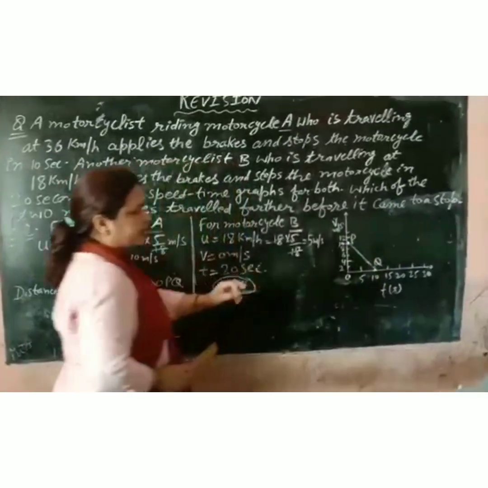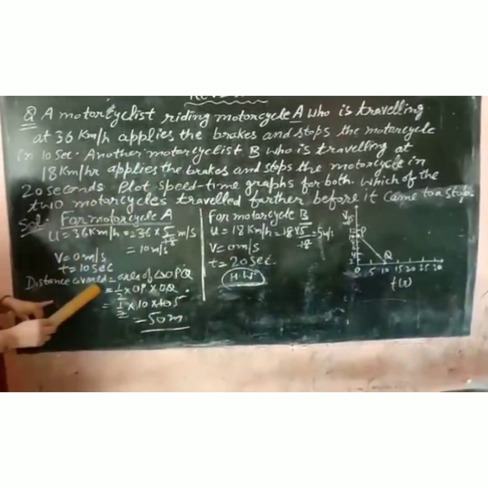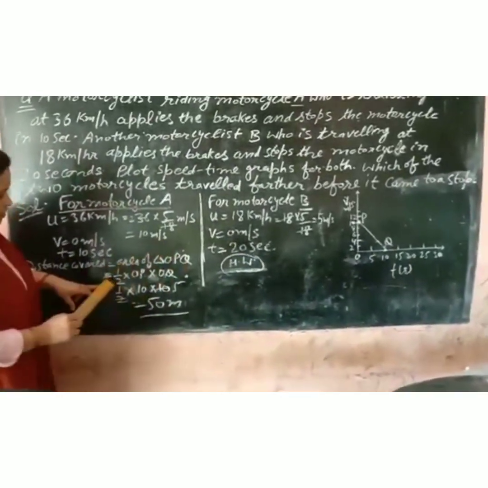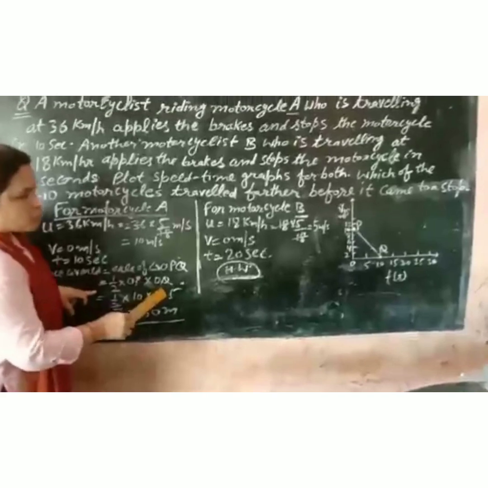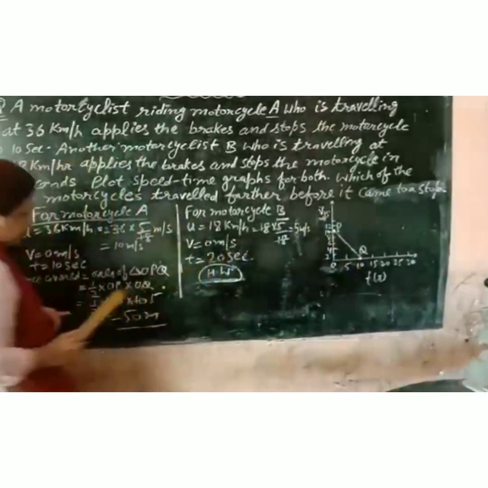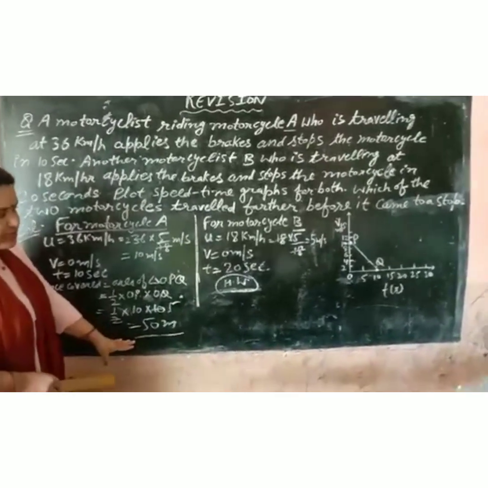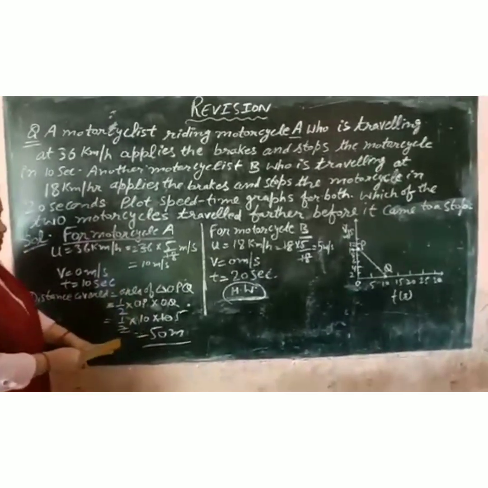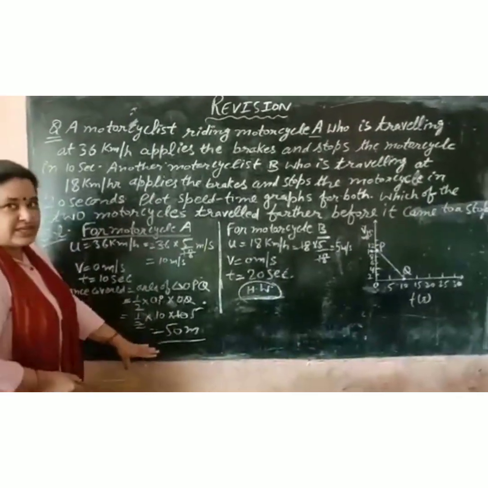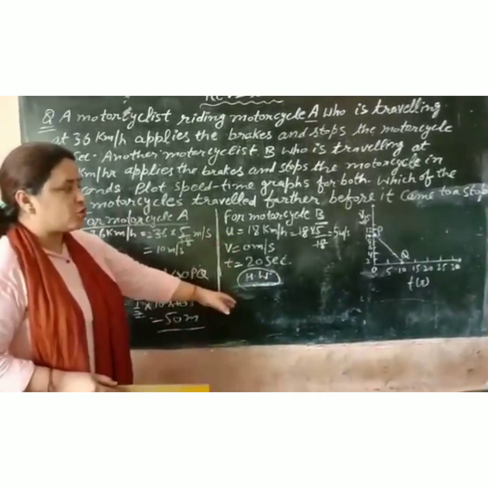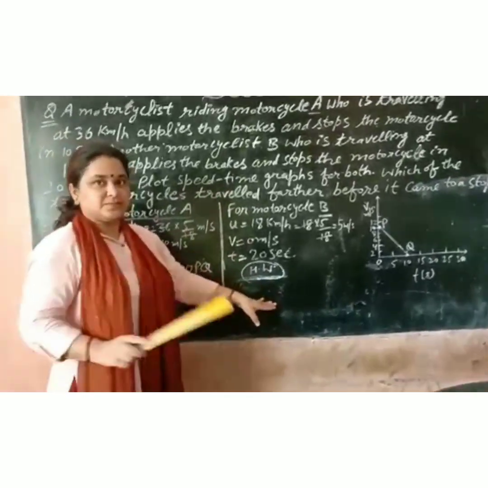Now using this triangle we will find out the distance. Distance covered is the area of triangle OPQ, half into OP into OQ, perpendicular into base. So you will get half into 10 into 10. You will solve it and you will get that this motorcycle A, after applying the brake, will travel 50 meters. Now B is your homework. You will do it by yourself.